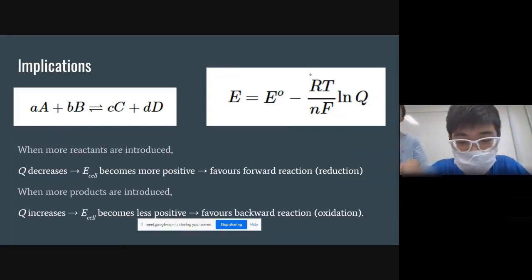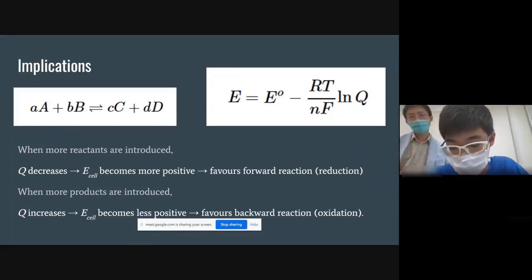So by the Nernst equation, you can see that my E cell will become more positive and the forward reaction, the reduction, will be favored. Conversely, when more products are introduced, Q would increase. So E cell becomes less positive and oxidation is relatively more favored.